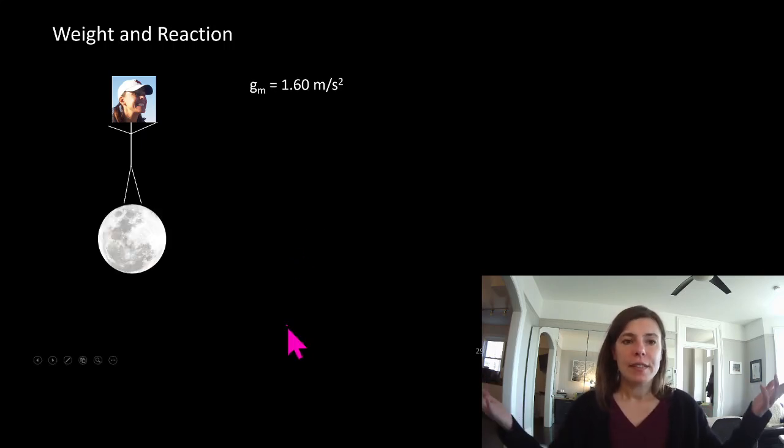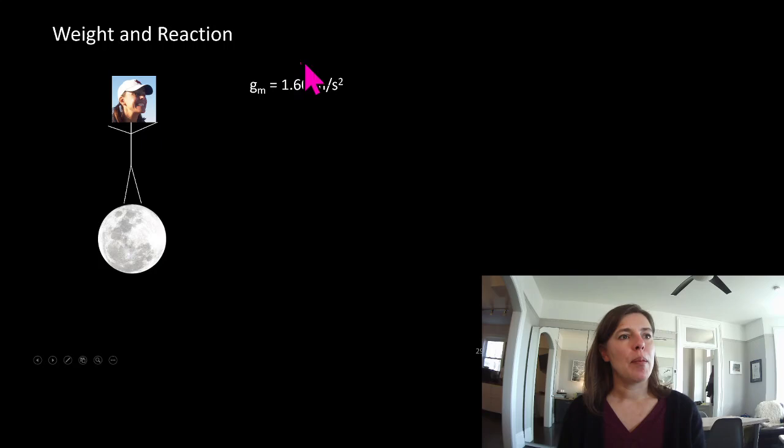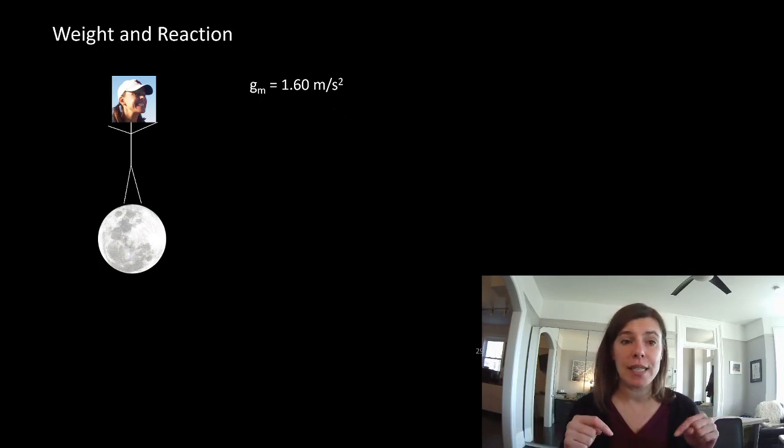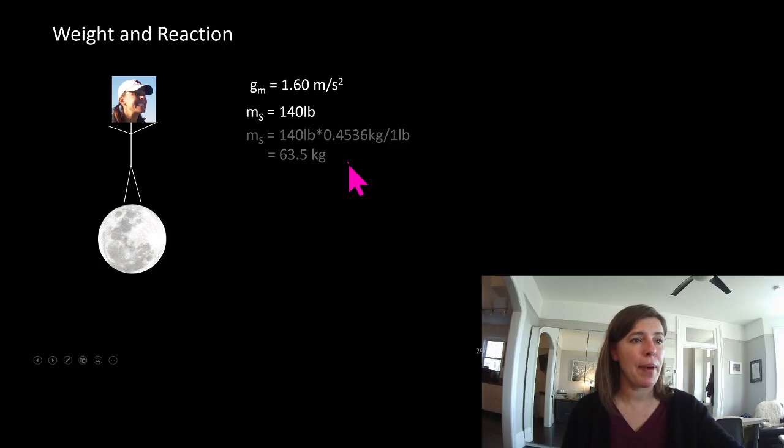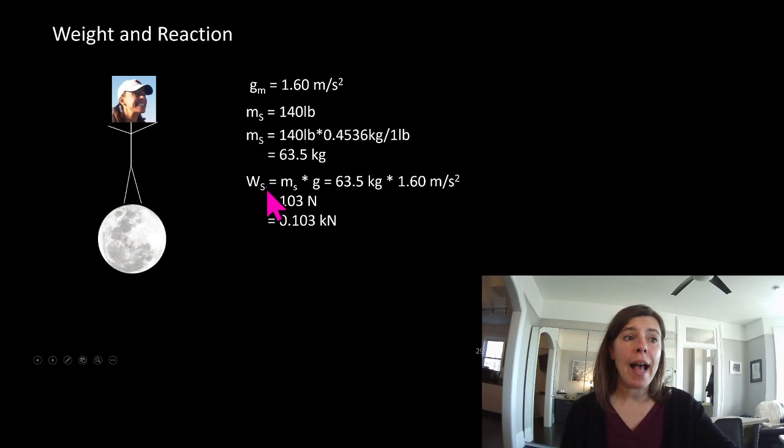What if I take a job with SpaceX and I end up on the moon? Or I join the Umbrella Academy and end up on the moon? So the gravity on the moon is 1.6 meters per second squared. It's a different acceleration into the center of the moon. My mass stays the same. I'm still 140 pounds, so that means I'm still 63.5 kilograms.